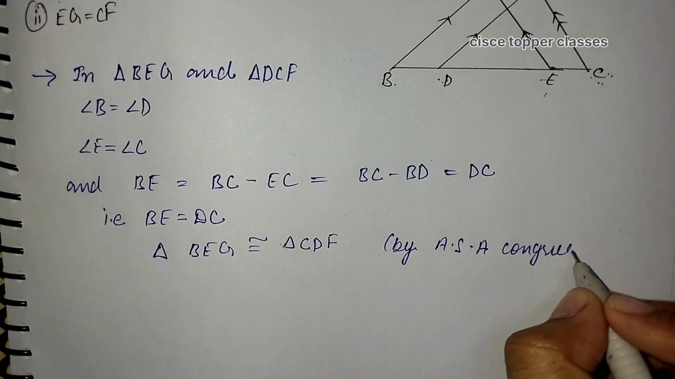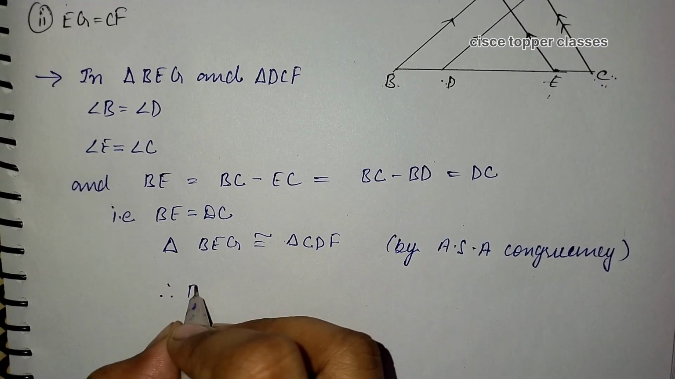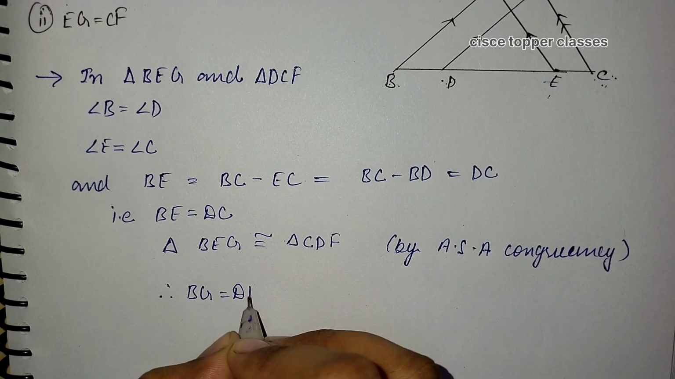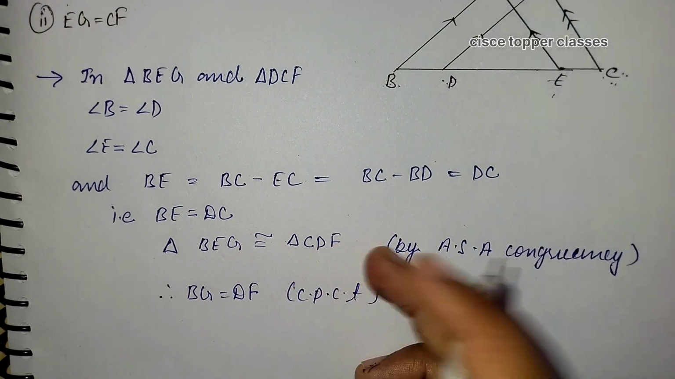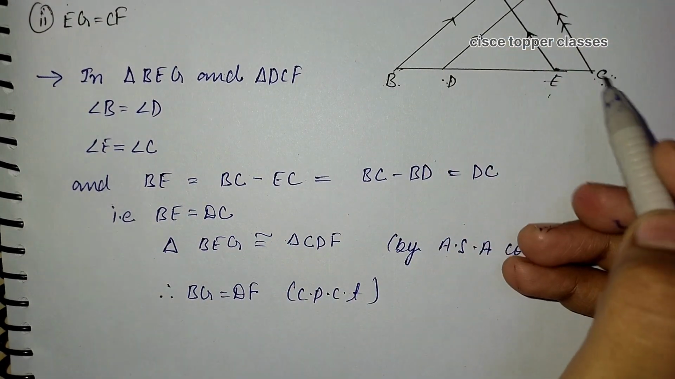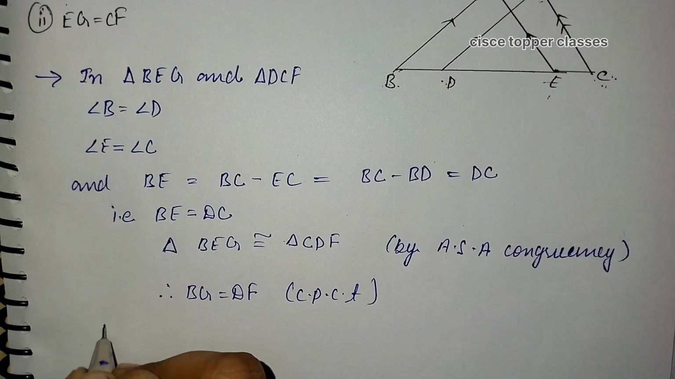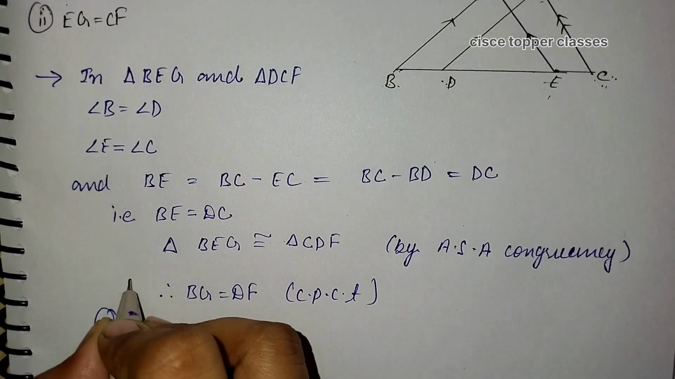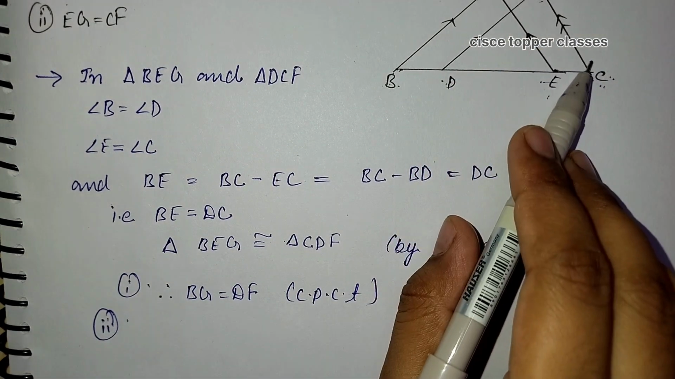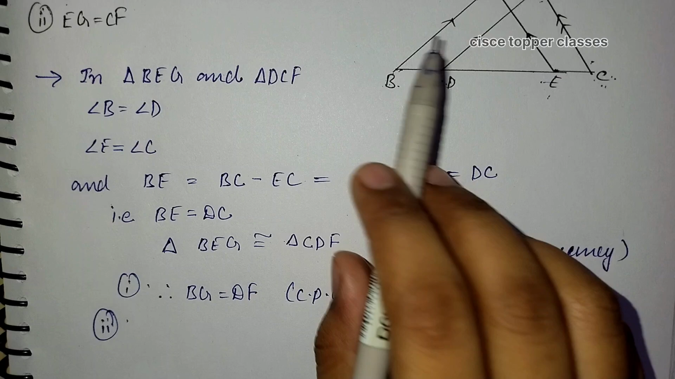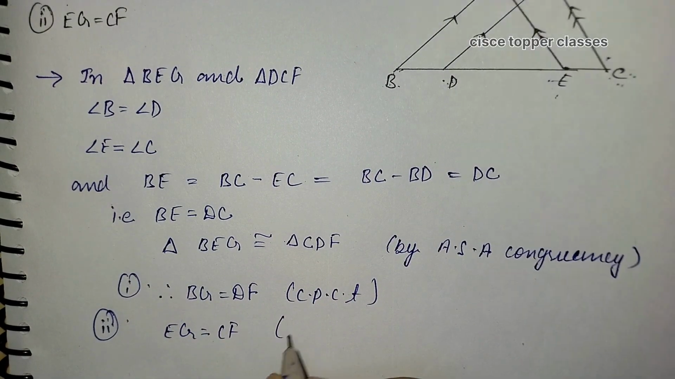So here we have angle congruency, and now BG is equal to DF from here. This is CPCT because these triangles are congruent. So BG is equal to DF. Hence proved. Again, the second part which we have to prove here, EG is equal to FC. Again these two triangles are congruent, so we can simply say that EG is equal to CF by CPCT only.